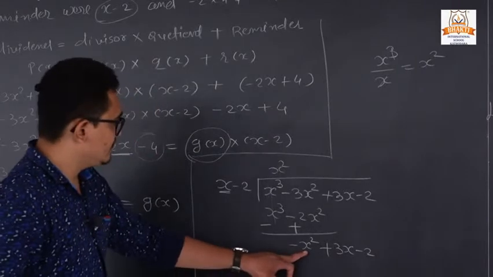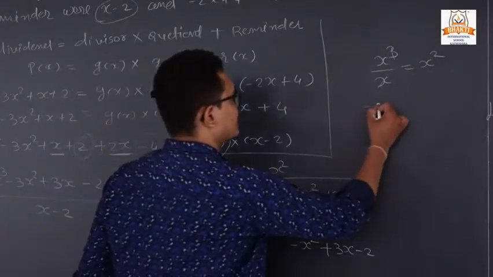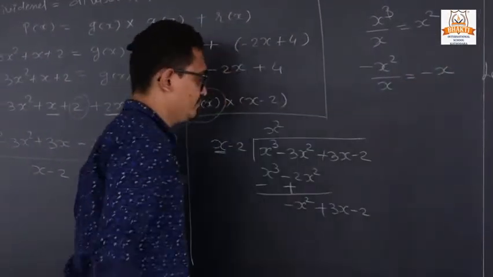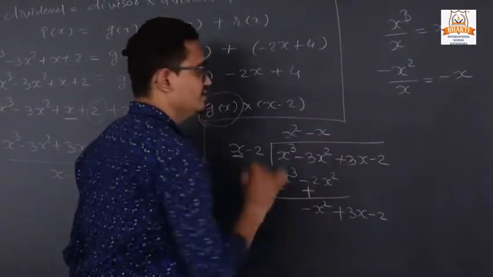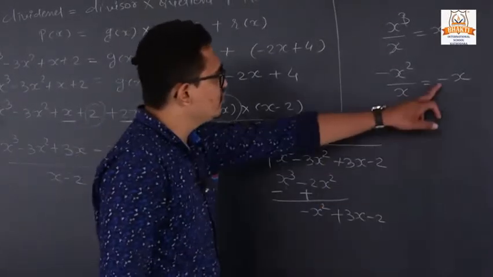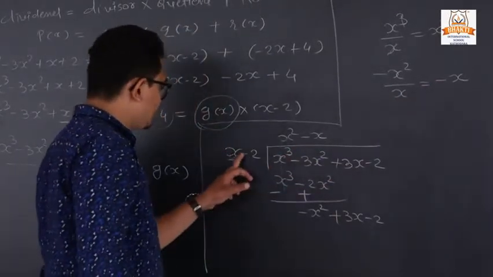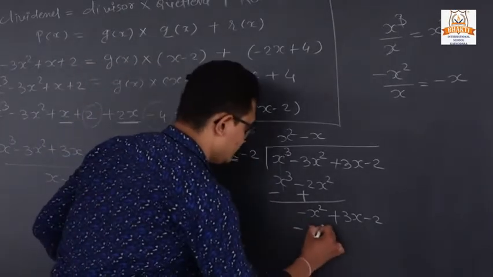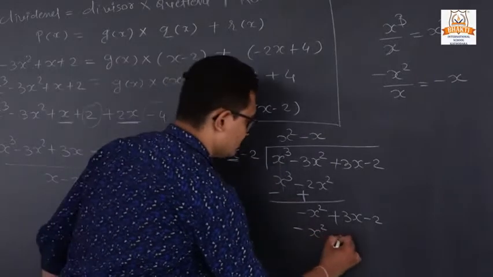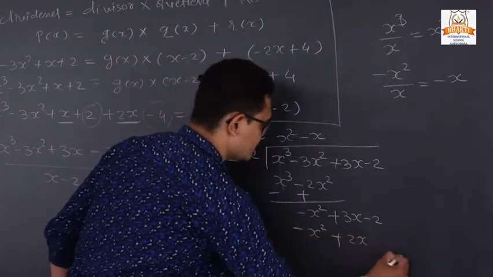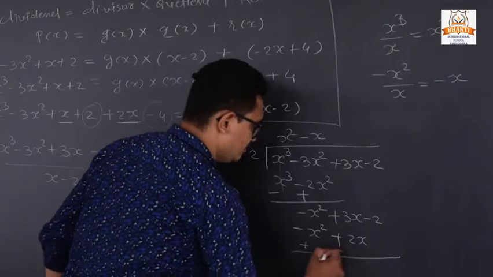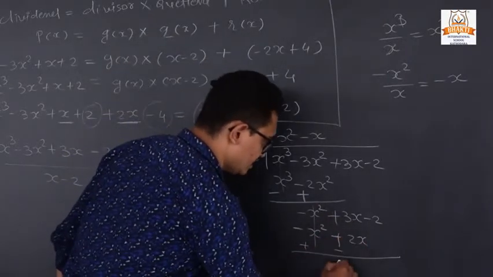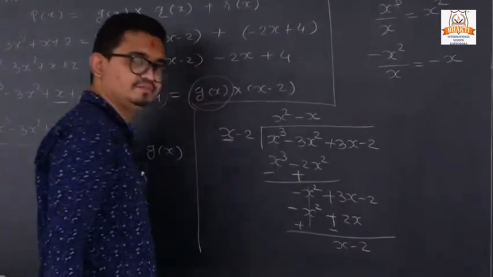Once again, minus x square is divided with x, so it will be minus x. Here we can write minus x. Now minus x is multiplied with these both. Minus x into x is minus x square, then minus x into minus 2 becomes plus 2x. Once again the sign will change, so these both are cut, plus 3 minus 2, so it will be x minus 2.